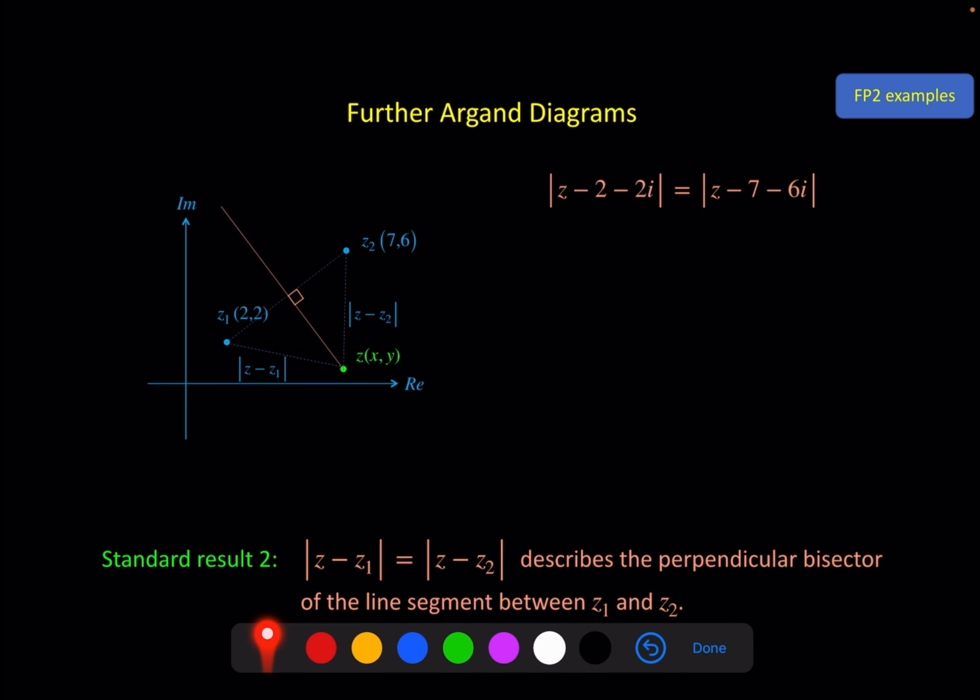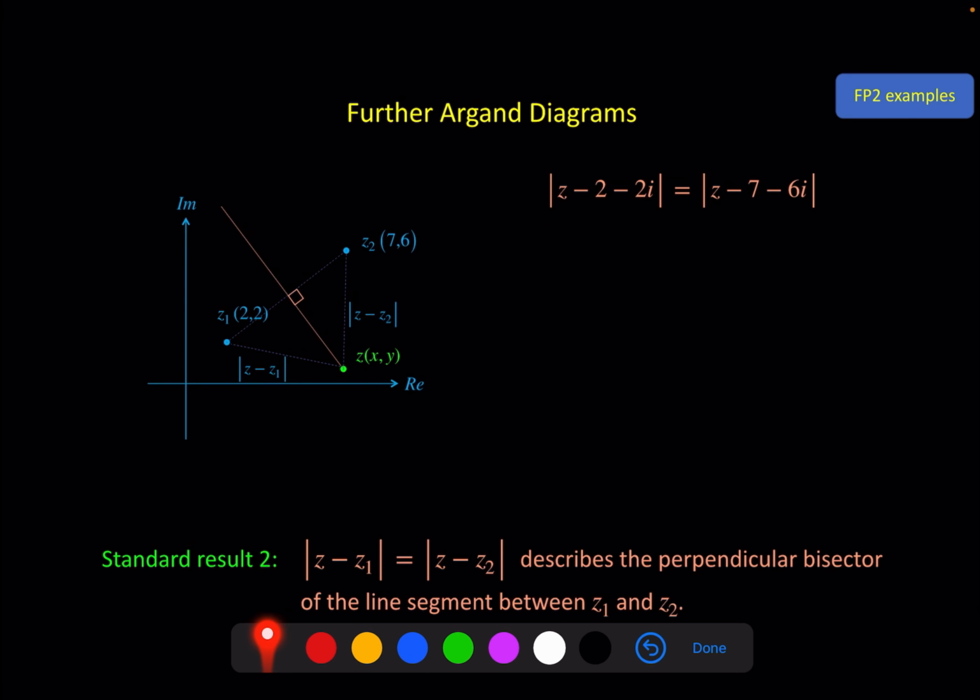Another example. Let's put in 2, 2, the same point we had before, -2, -2i, -7, -6i, remembering again the minuses here. That gives you the complex point 7, 6. And what you might be asked here is to find the Cartesian equation of this straight line here. And again, there are two ways you can do this.